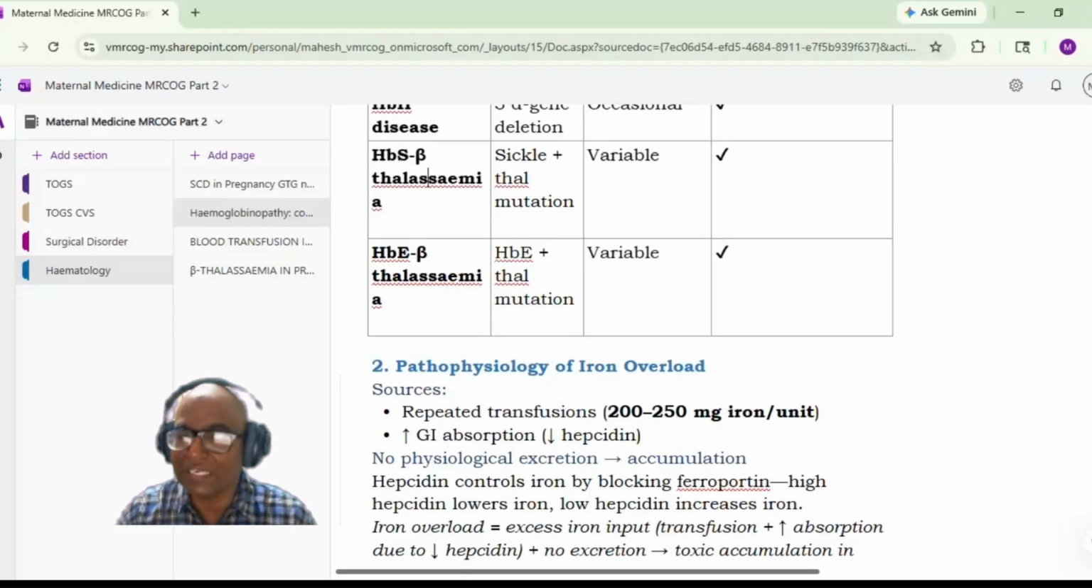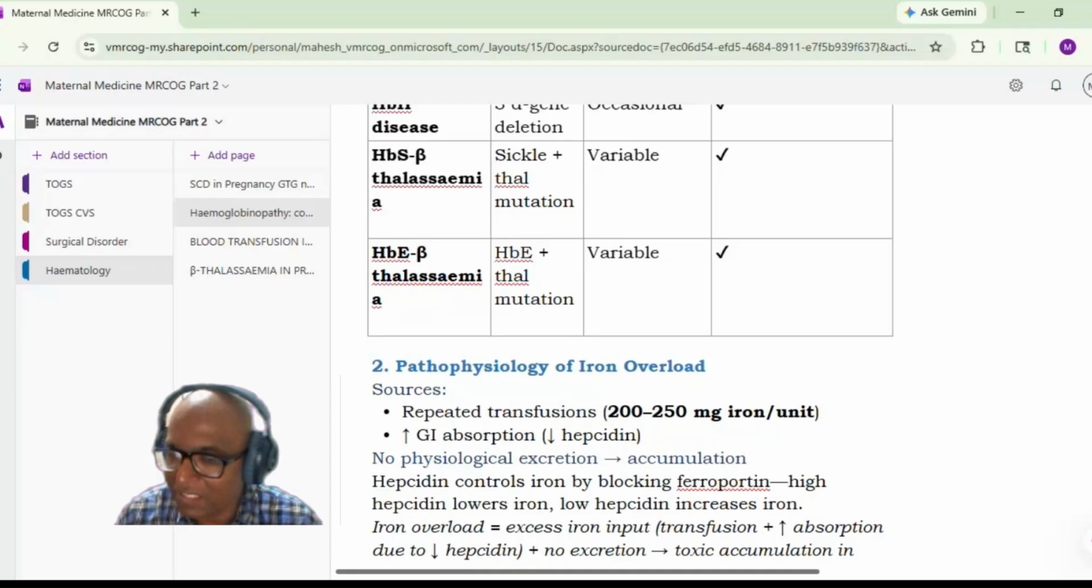Not only that, there is increased absorption because these patients have reduced levels of hepcidin. Now, hepcidin is responsible for the control of iron absorption. Just from a practical point of view, remember that when hepcidin levels reduce, the absorption of iron increases. Another important thing about iron is there is no physiological active excretion of iron, so it leads to accumulation. Whatever iron is lost from the body is lost because of the shedding of cells. There is no active excretion outside the body. That is one more important thing.